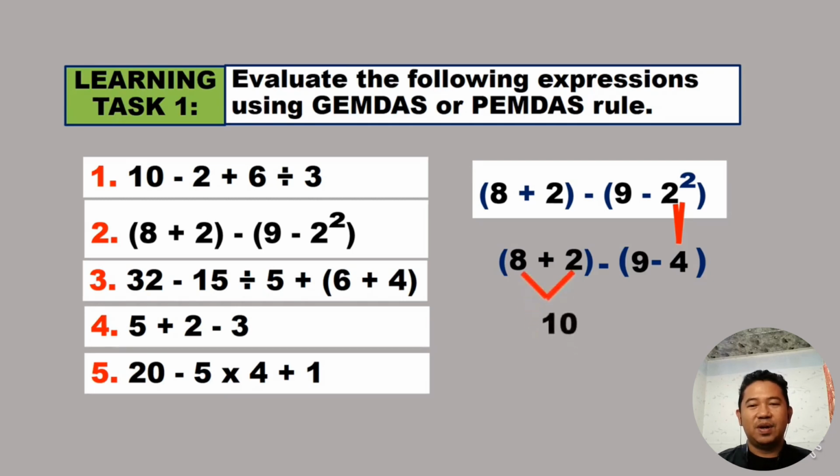Very good. So what are we going to do next? So 8 plus 2, then 9 minus 4. Okay, good. So we have 10 and 5. So we have to use subtraction. So 10 minus 5, that's going to be very good. The answer is 5.